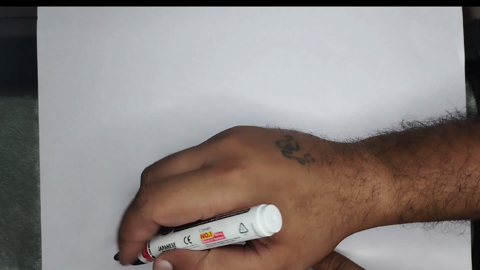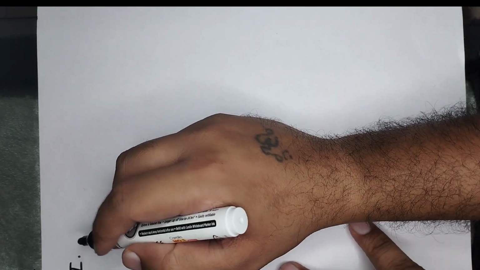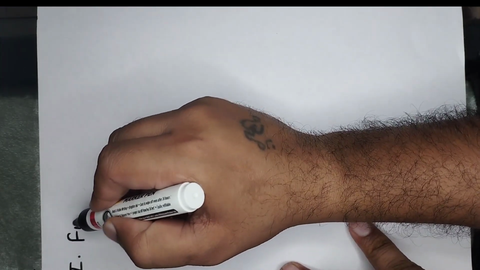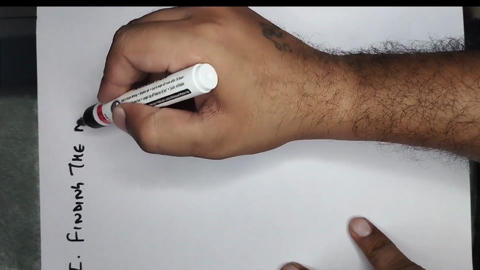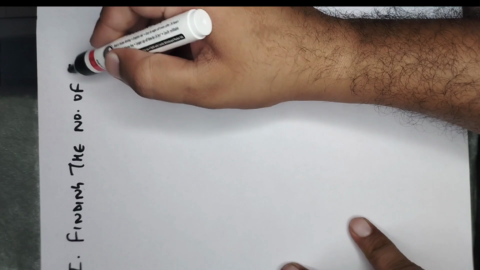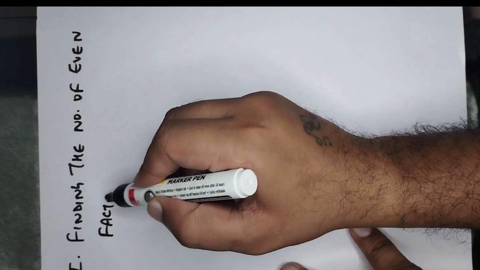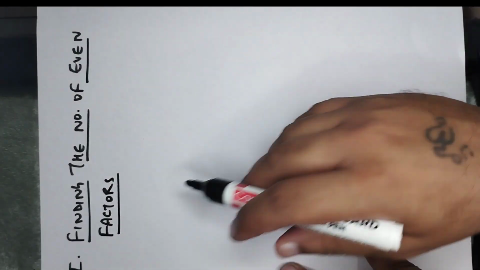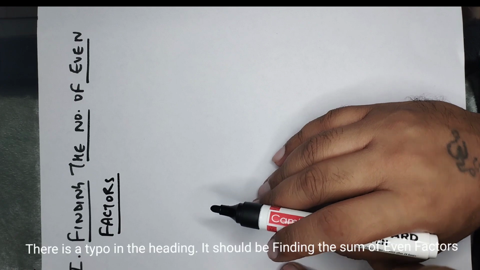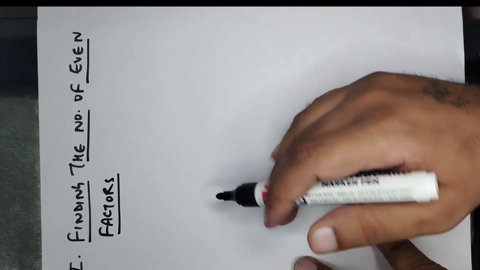Now another topic or another question that can be asked is finding the number of even factors. Finding the number of even factors. Now how do we find the number of even factors? Now the criteria or the method is the same.